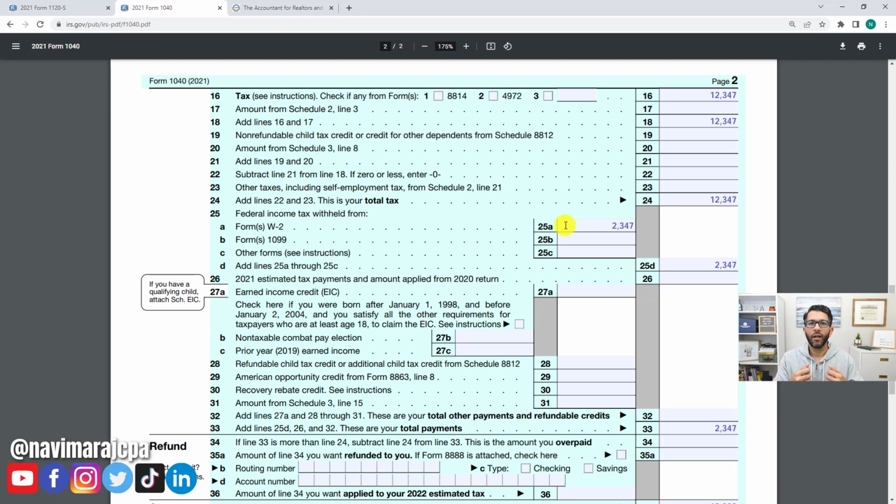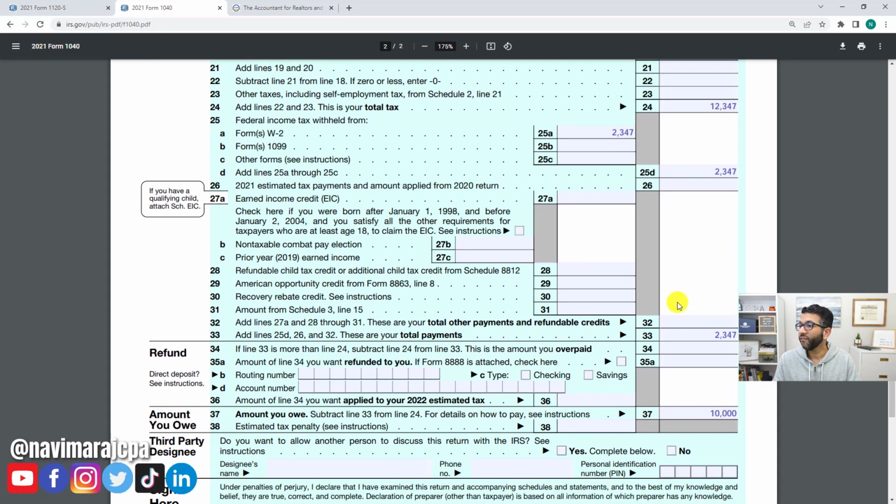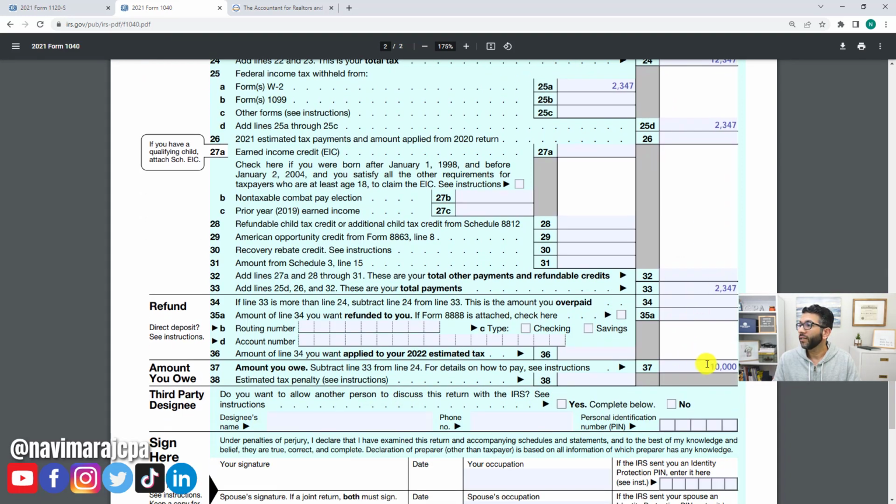And so I'm just saying that officer elected to withhold $2,347 from his paycheck throughout the year towards federal income tax, right? So we're going to deduct that, right? They already paid that. They owe $12,347. That's how much they were responsible for. They paid $2,347 throughout the year. So what's left is, right, this $10,000. So your total payments throughout the year was $2,347. So that leaves you with $10,000.